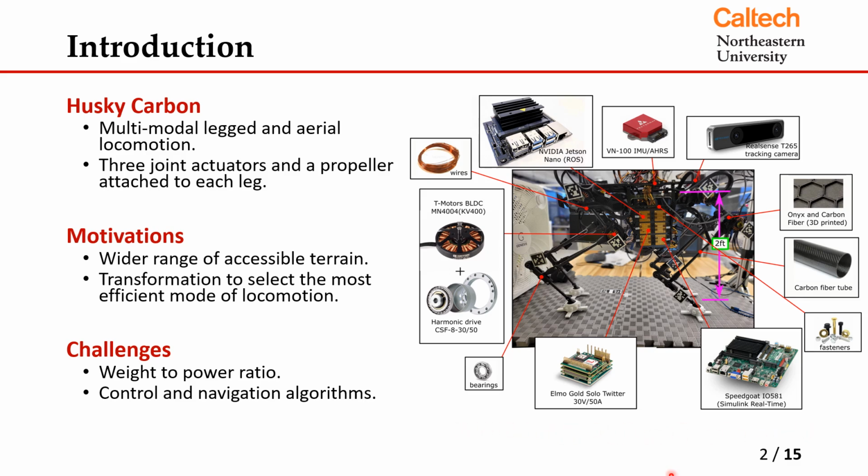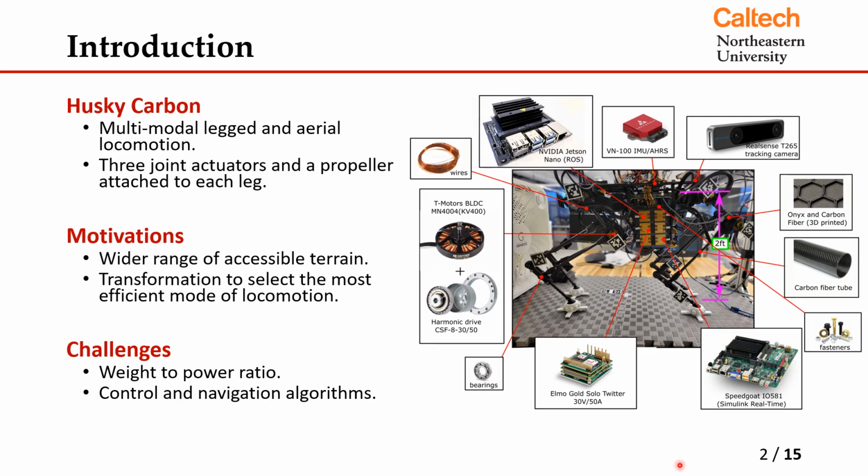The challenge is that the additional actuations add more weight to the system, which means we need to select components with the best power to weight ratio. The additional actuators also make the design of a controller more complex, and also complicate the design and implementation of path planning algorithms.